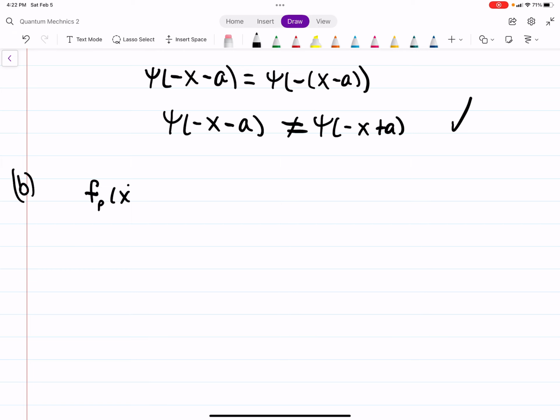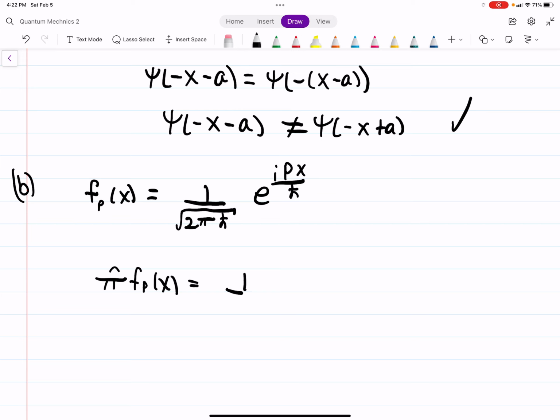F of p of x, this is in the textbook. 1 over the square root of 2 pi h bar, e to the i px over h bar. And if we let parity operate on this, the constant's not really affected. It's not at all. And your x essentially becomes negative, but I'm going to put the negative with the p. And this is f of minus p, f minus p of x.